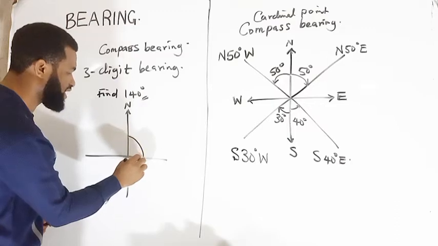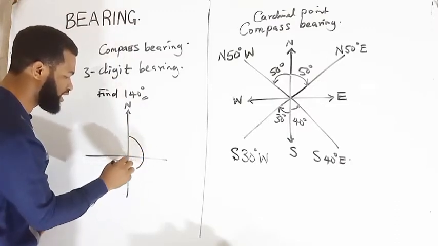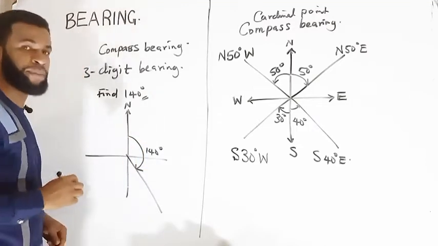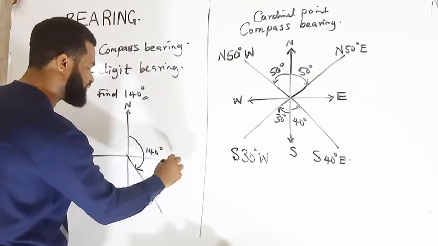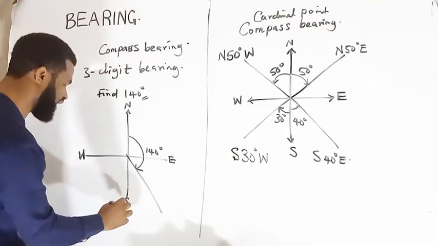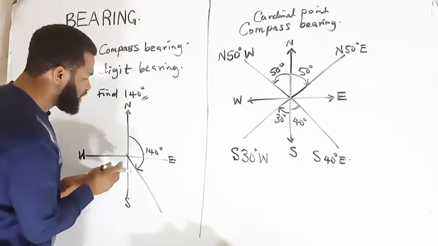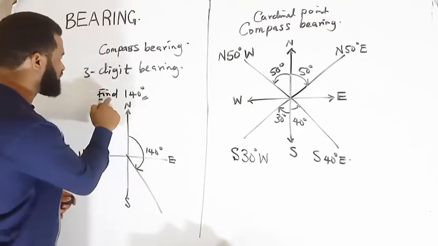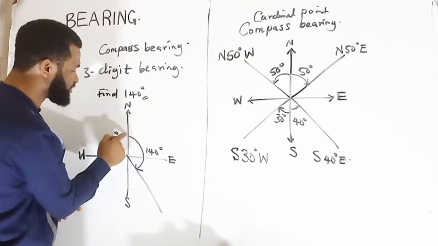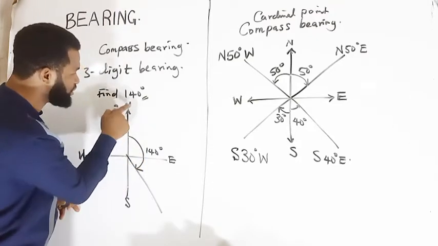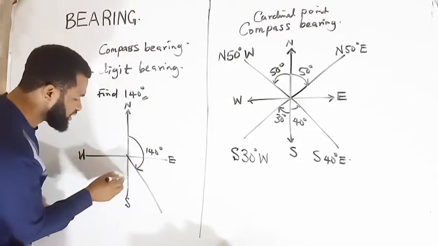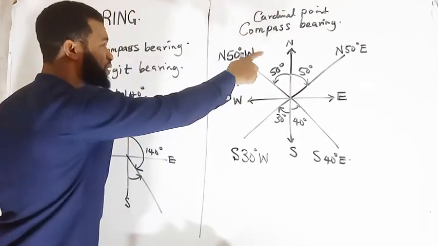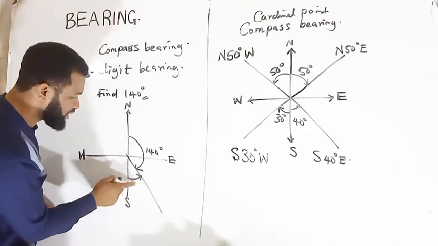I'll measure. Remember, this is 90. I have to enter somewhere here. So this is 140 degrees. Now remember, this is the east, this is the west, and this is the south. So if I remove this, this is 140 degrees, which is 3-digit bearing. I have to start from the north and measure the angle which is given before I get it. But this is the same thing as saying, if I want to measure it using the compass bearing, I'm going to start from the south and measure.